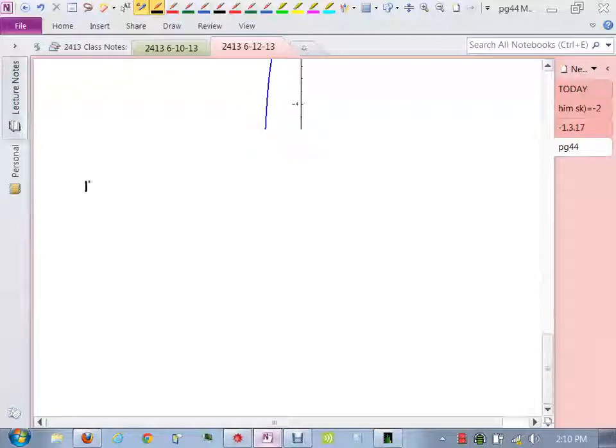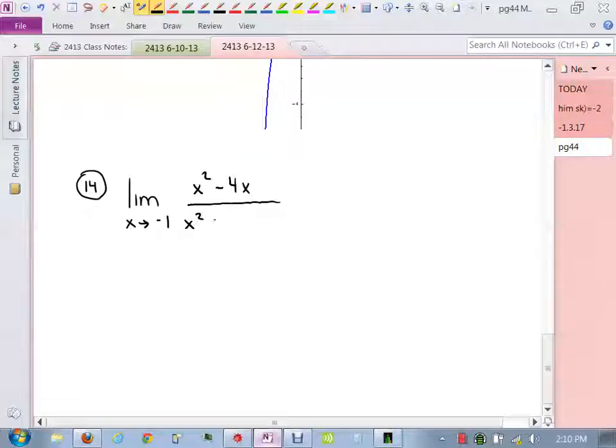All right, let's look at 14. 14 is the same exact function, but we're not approaching 4, we're approaching -1 instead. So the first thing I'll do is to try a direct substitution. I'm going to draw an arrow to let everyone know, I'm just going to try plugging in right now and see what I get.